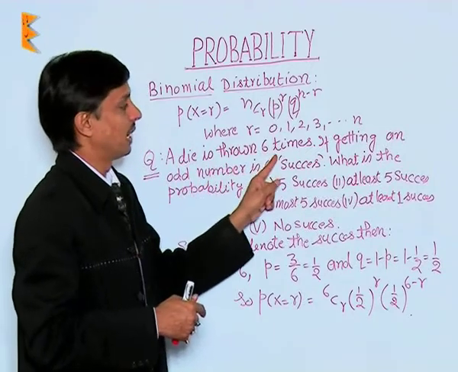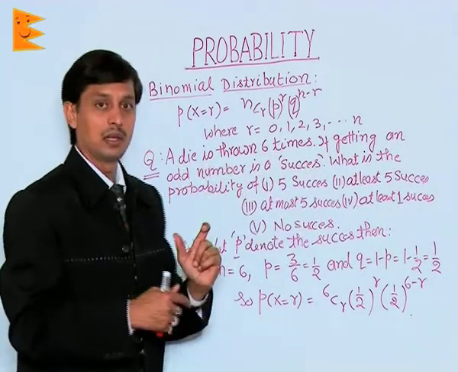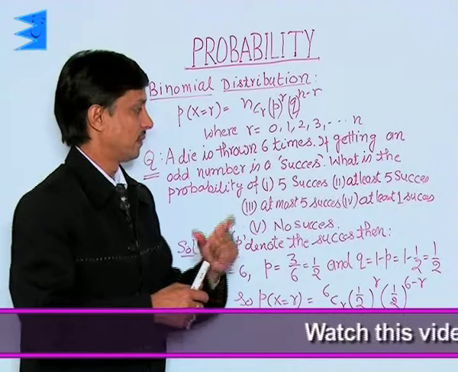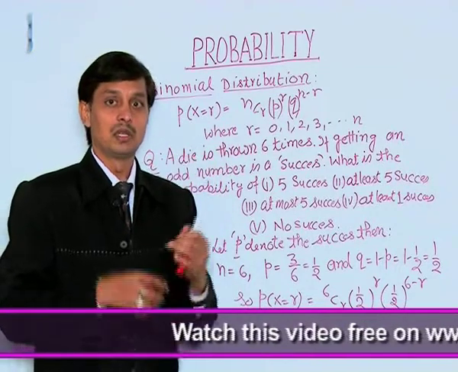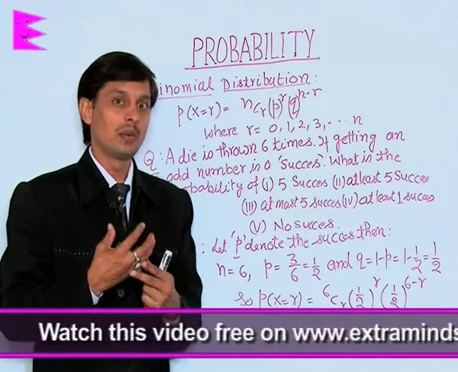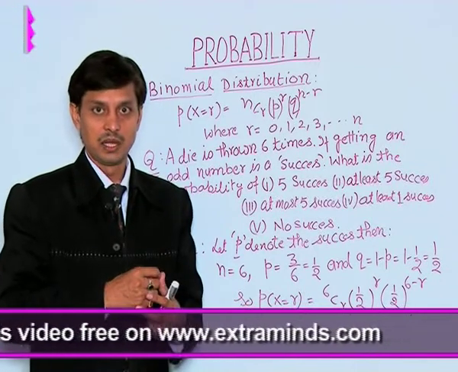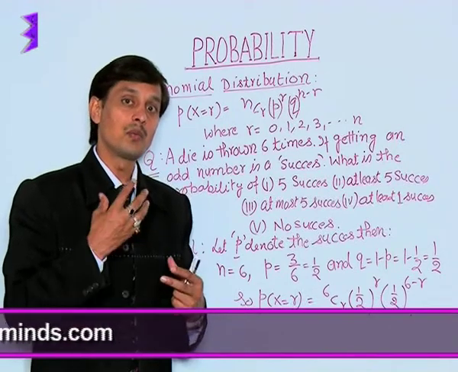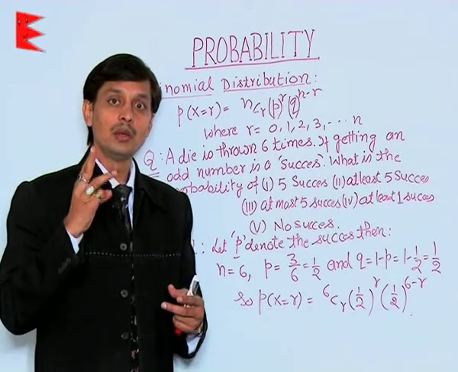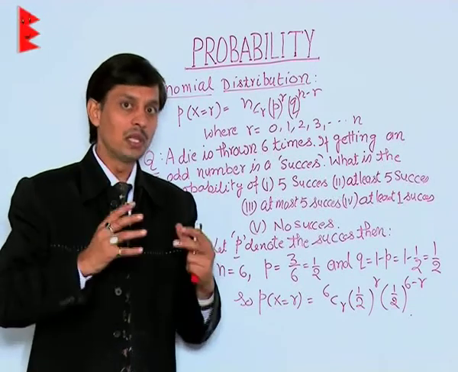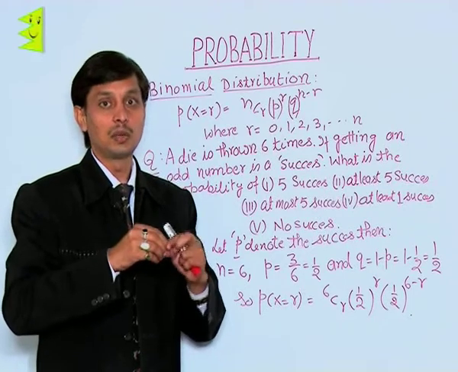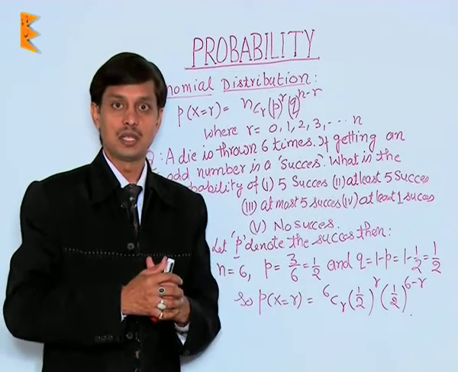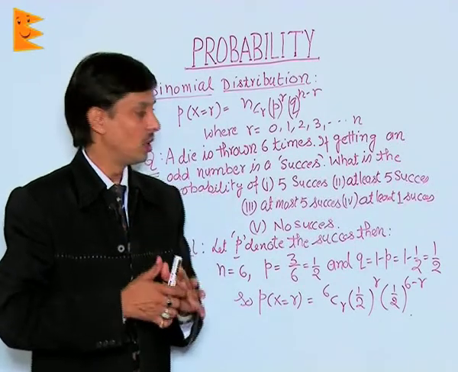A die is thrown 6 times. If getting an odd number when we are rolling a die, then what is the success? The success is an odd number. Suppose we have rolled the die 6 times. What is considered as the success? An odd number. How many numbers are on the faces of the die? 1, 2, 3, 4, 5, 6. Out of these 6, if any odd number, either 1 or 3 or 5, turns up, we say success. If it doesn't turn up, we say not success.